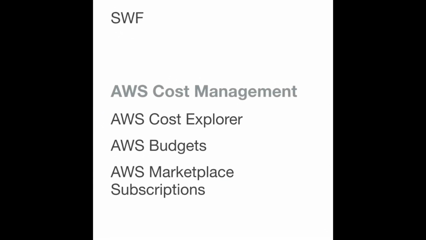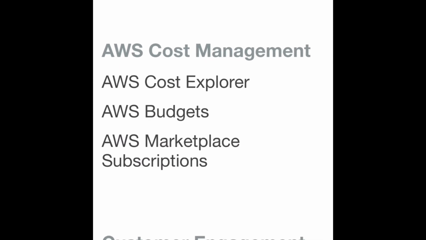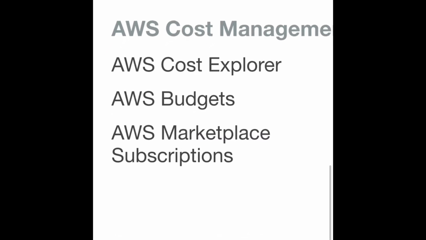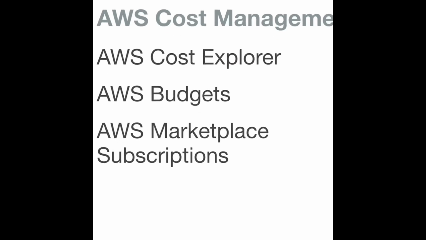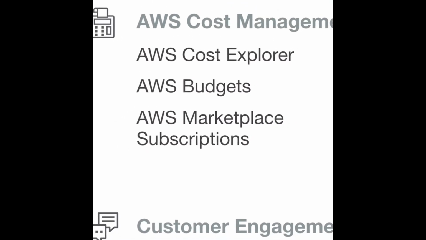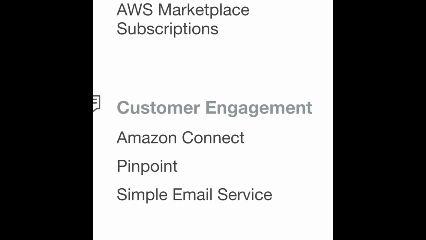Then you can go through cost management: AWS Cost Explorer, Budgets, Marketplace subscriptions. These are very, very important sections. You have to know Cost Explorer to explore your cost. You have to know Budgets, how much budget you have and how it should be implemented. You can get the notification also.